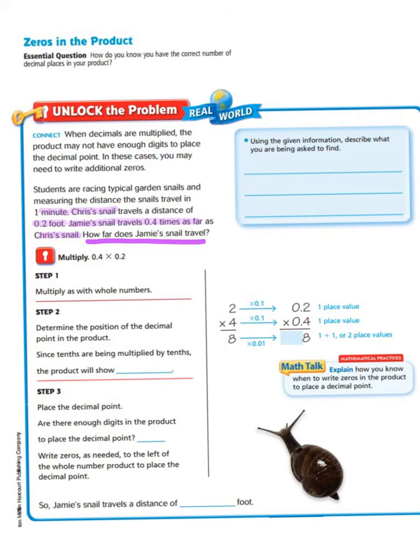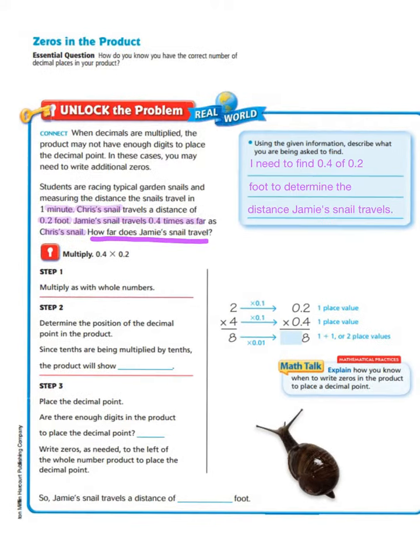The very first step we have to do is to use the given information to describe what we are being asked to find. Well, we know that we have 2/10 of a foot for Chris's snail and that Jamie's snail travels 4/10 times as far. Well, we know we need to find the 4/10 of 2/10 foot to determine the distance Jamie's snail travels.